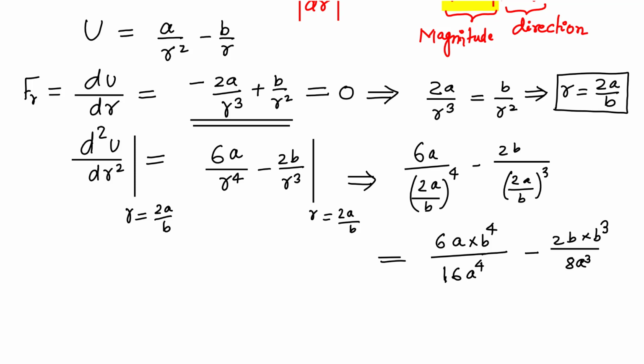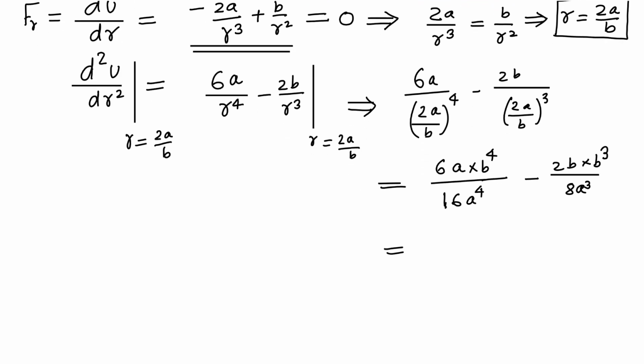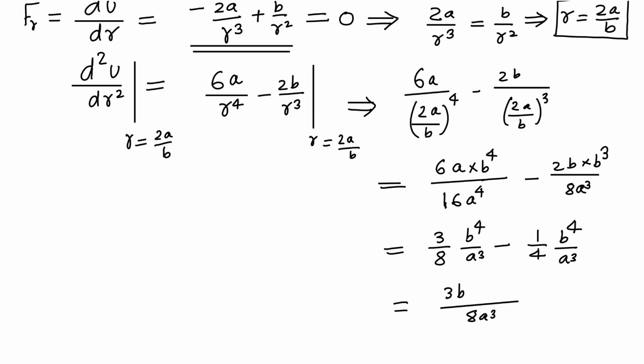So what will we have? If you calculate this, this will become 3 by 8 times B to the power 4 divided by A cubed, minus 1 by 4 times B to the power 4 divided by A cubed. If you take 8 A cubed in the denominator, you will have 3B to the power 4 minus 2B to the power 4. This will be B to the power 4 divided by 8 A cubed. And now B and A are positive constants, so this term is greater than 0.